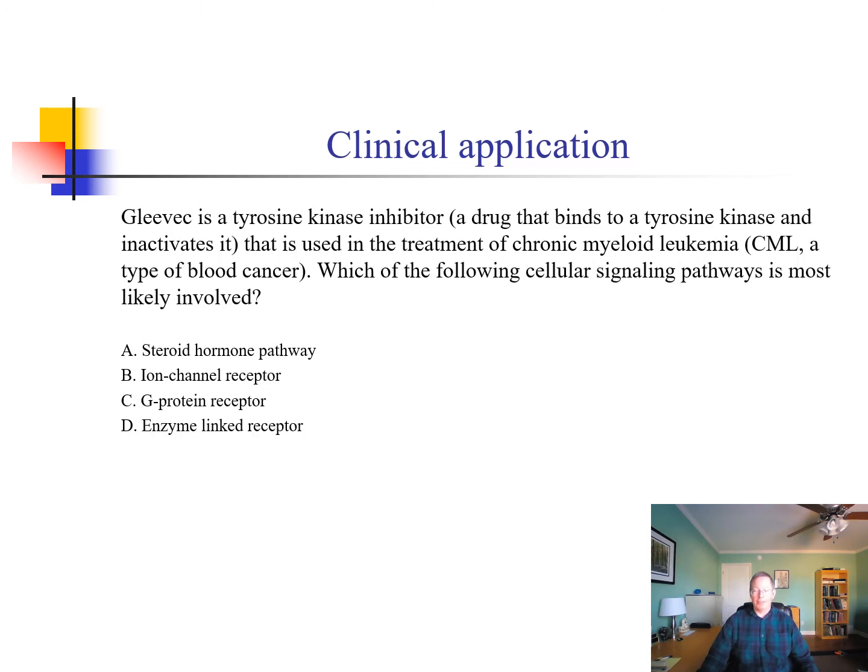How about this? Gleevec is a tyrosine kinase inhibitor. That's a drug that will bind to tyrosine kinase and makes it so that it doesn't work. And that's used in the cancer treatment for chronic myeloid leukemia, CML. It's a type of blood cancer. Which of the following signaling pathways is most likely involved? Steroid hormone, ion channel, G protein, or enzyme-linked receptor?